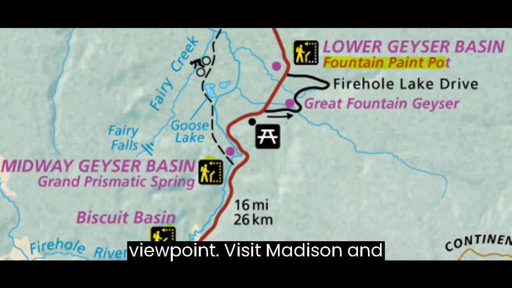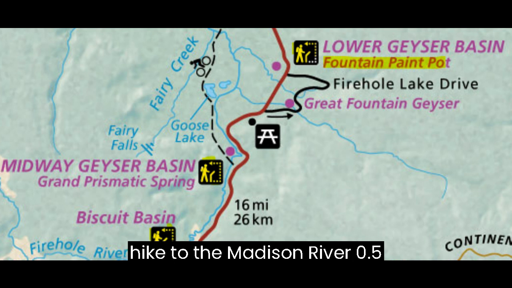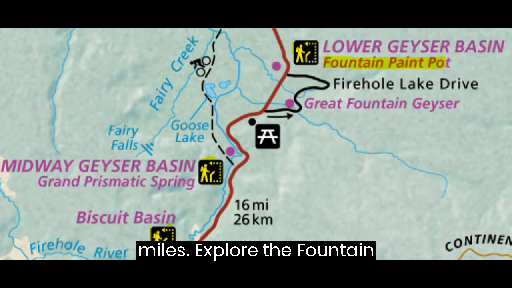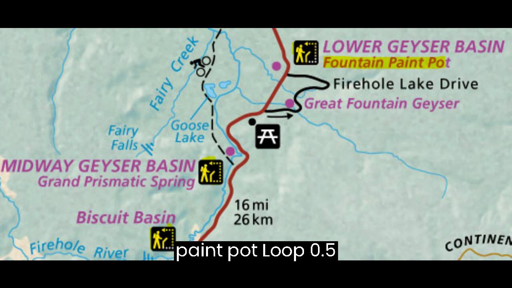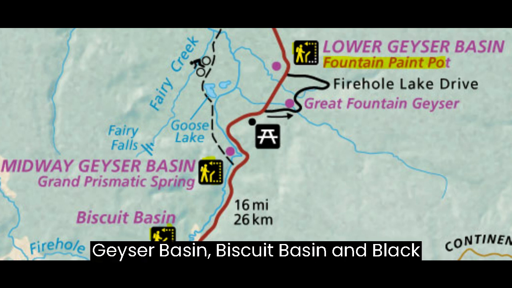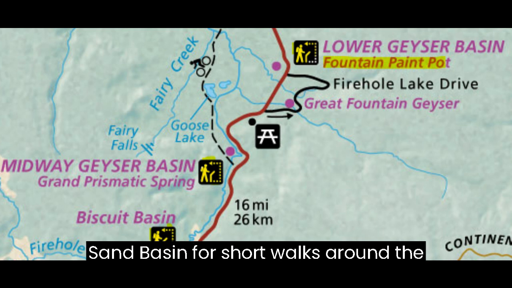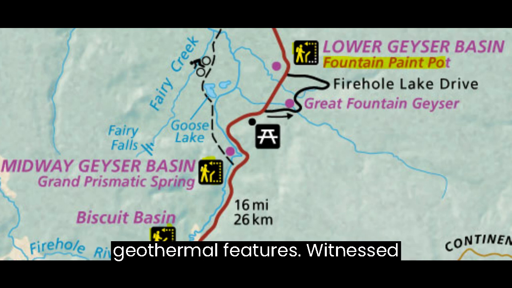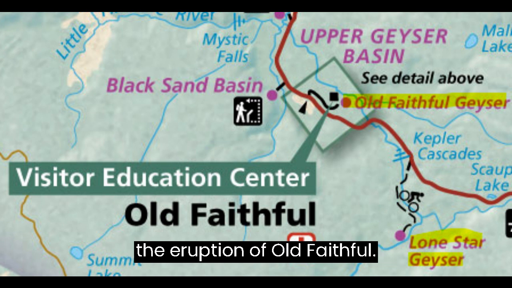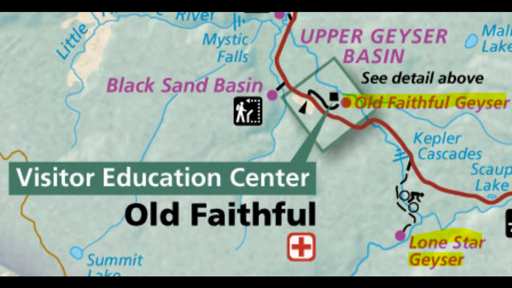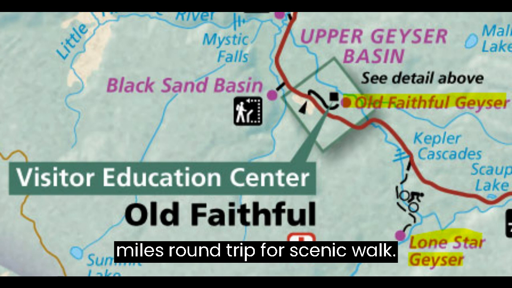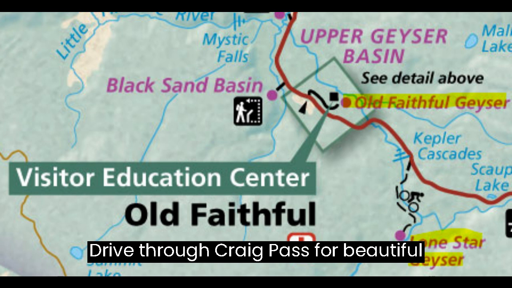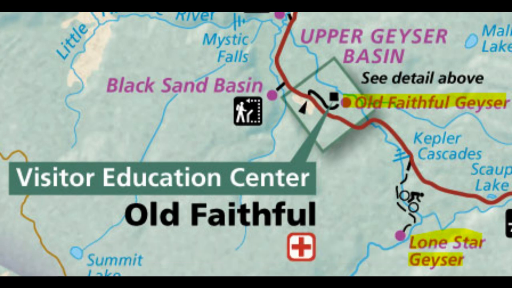Visit Madison and hike to the Madison River, 0.5 miles. Explore the Fountain Paint Pot area and hike the Fountain Paint Pot Loop, 0.5 miles. Visit Midway Geyser Basin, Biscuit Basin, and Black Sand Basin for short walks around the geothermal features. Witness the eruption of Old Faithful. Hike to Lone Star Geyser, 4.8 miles round trip, for a scenic walk. Drive through Craig Pass for beautiful views.